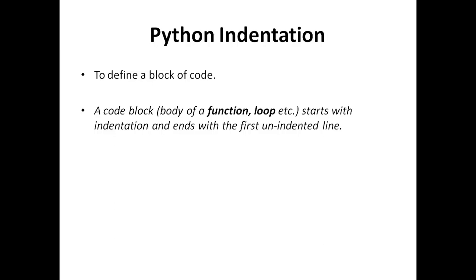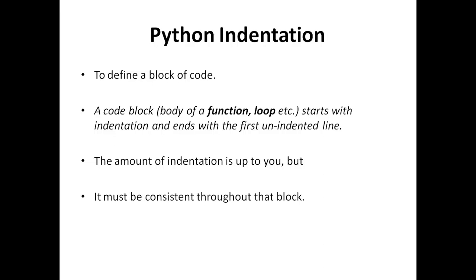So indentation is basically 4 space characters. The amount of indentation is up to you, but it is generally 4 space characters. Everyone uses 4 white space characters for indentation, or you can use tab also, but it is just up to you. You can change it, but the important thing is that it must be consistent throughout that block. Suppose you are taking 5 white space characters, so you have to take exactly 5 white space characters for every statement inside that block.